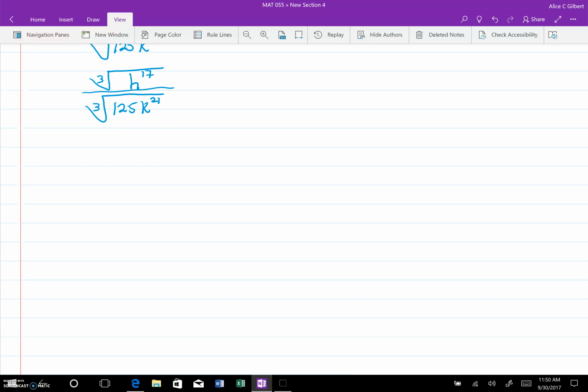So how many 3's in 17? There are 5, remember, times the cubed root, and there are 2 left over. Is this 2, the exponent here, equal to or greater than the 3? Nope. As long as the exponent is less than our index, then we're good. Okay? The cubed root of 125. Well, 3 doesn't go into it, so 5 times 25, 5 times 5.